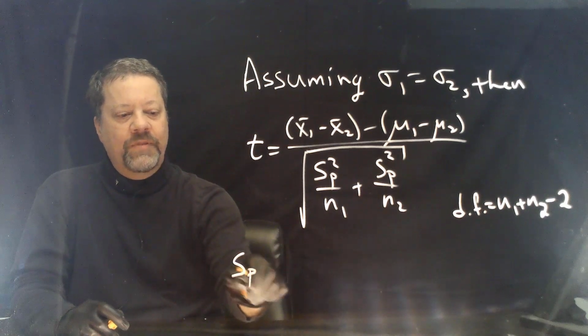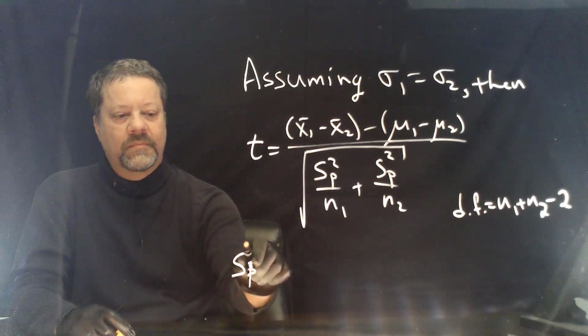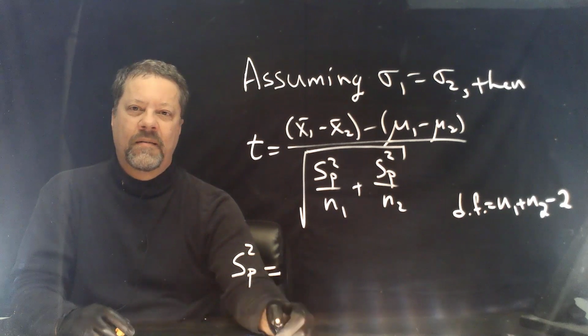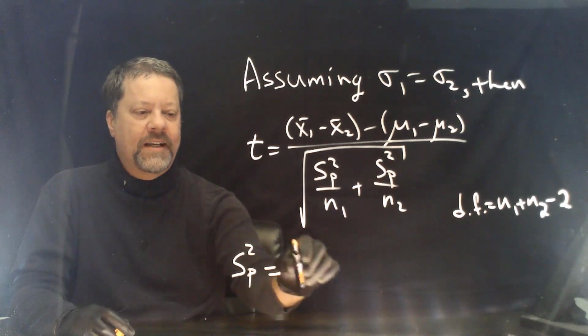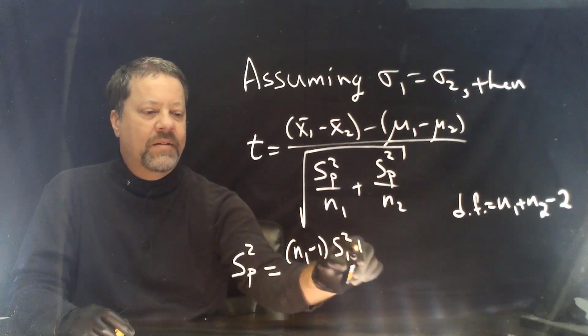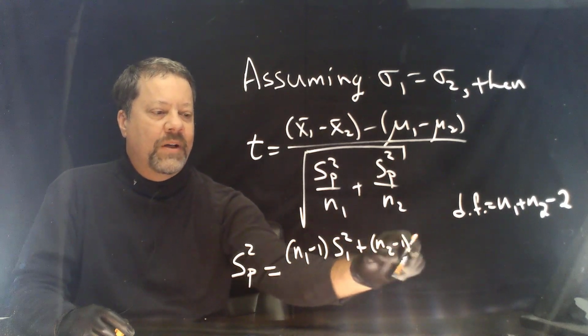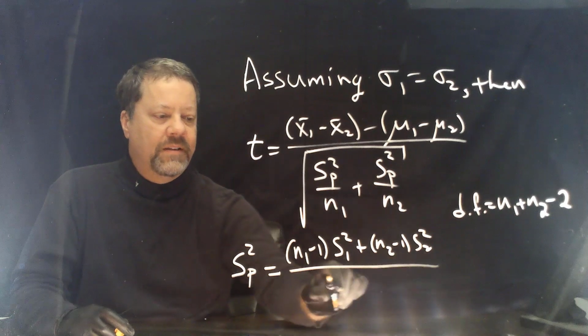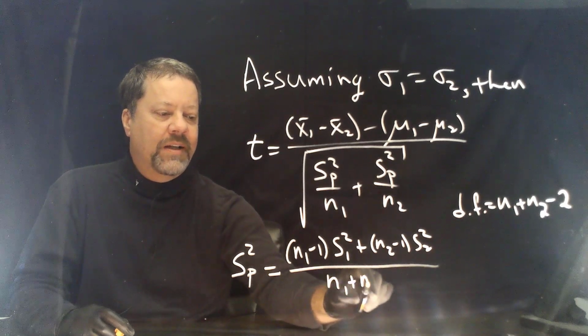What is this pooled variance? The pooled variance takes n1 minus 1 times s1 squared plus n2 minus 1 times s2 squared, divided by n1 plus n2 minus 2.